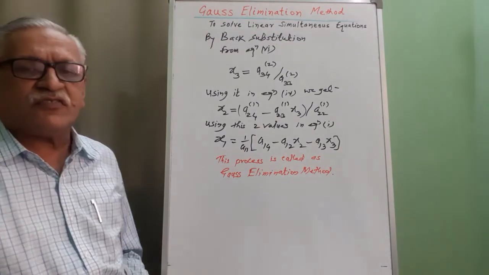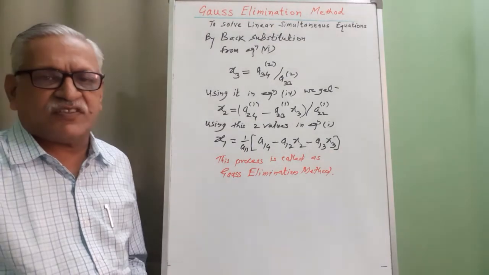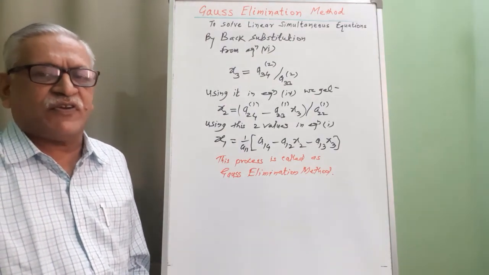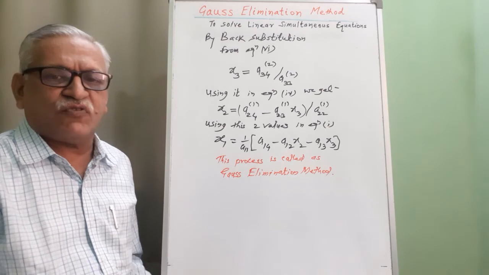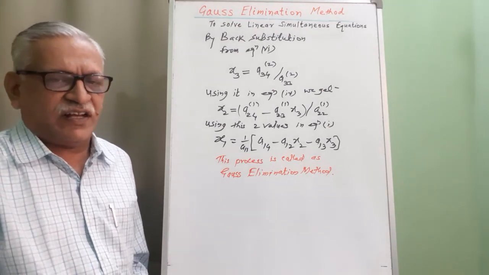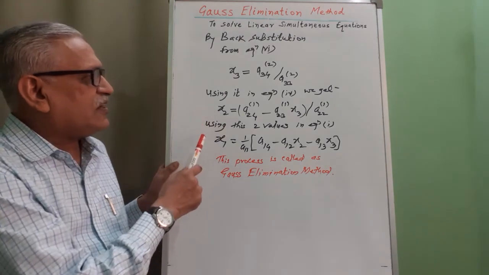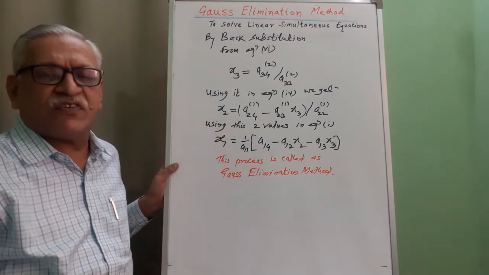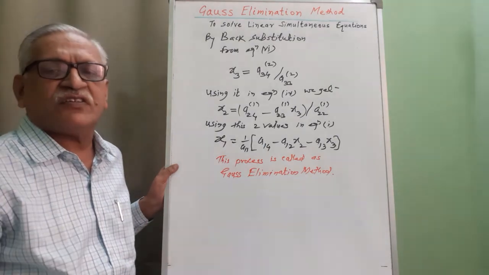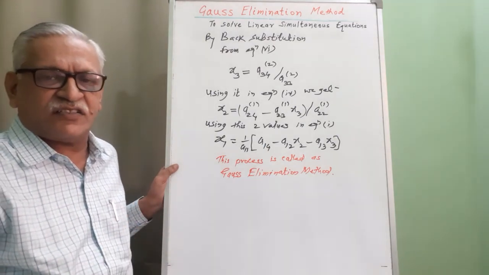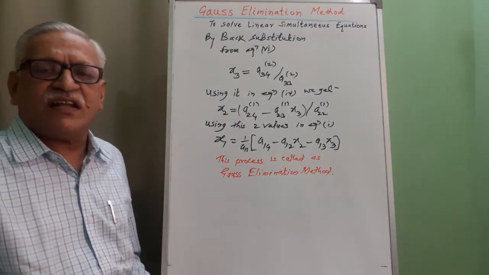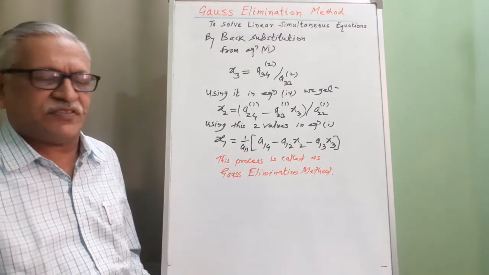I have explained this with 3 equations in 3 unknowns. We can extend it for any number of equations: 4 equations in 4 unknowns, 5 equations in 5 unknowns, or n equations in n unknowns. Remember one point, if we have 3 equations, there are 2 stages of elimination. If we have 4 equations, there are 3 stages of elimination. If there are 5 equations, there are 4 stages of elimination.